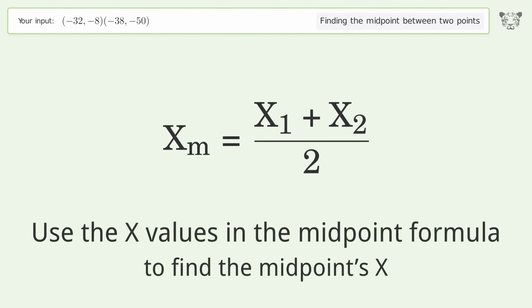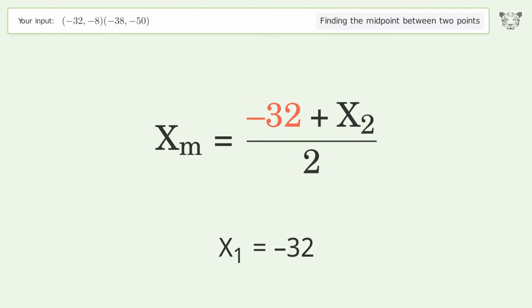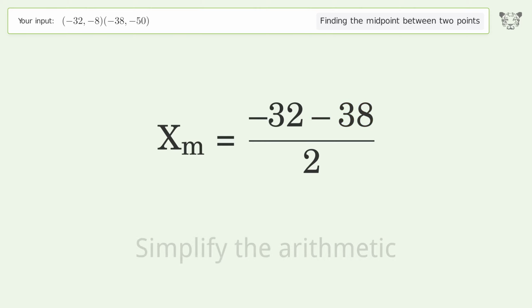Use the x values in the midpoint formula to find the midpoint's x. x1 equals -32. x2 equals -38. Simplify the arithmetic.